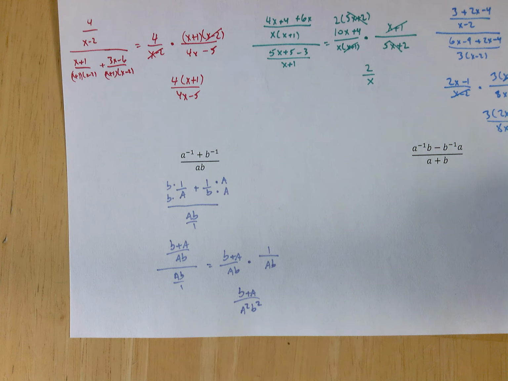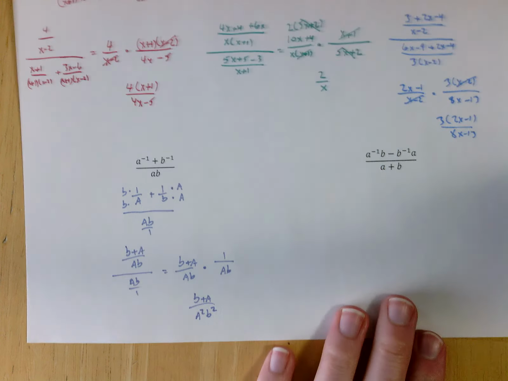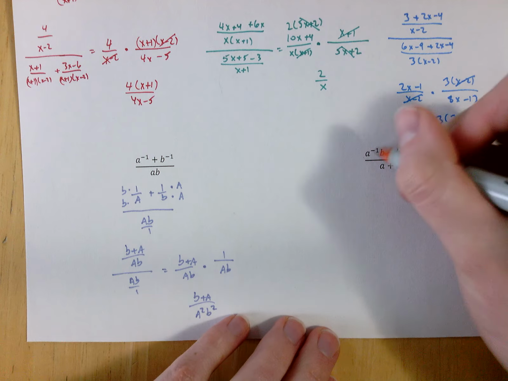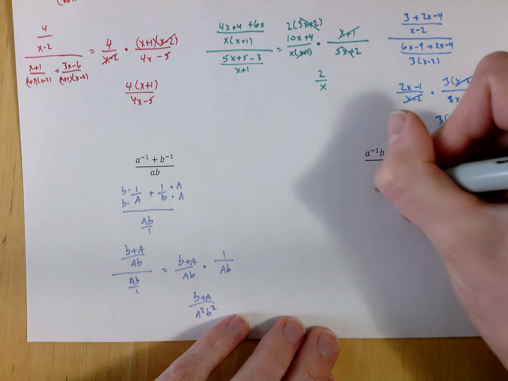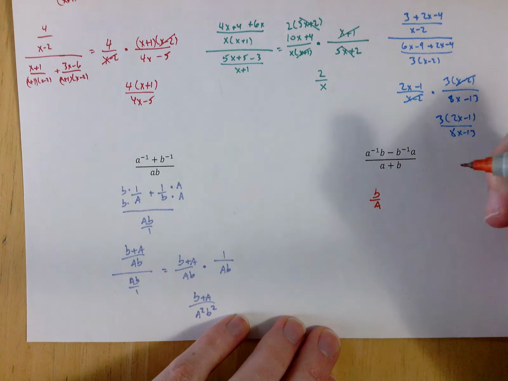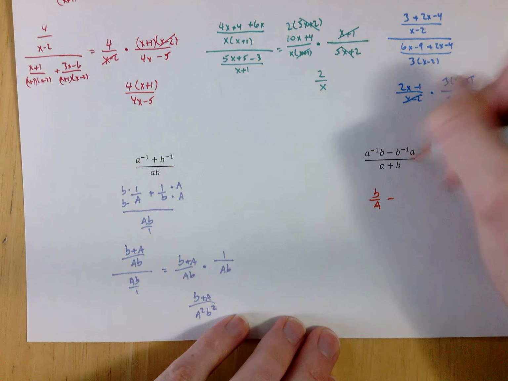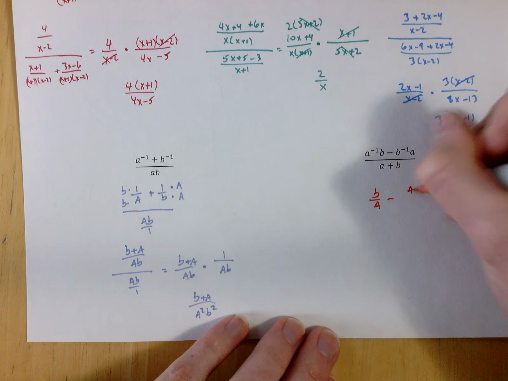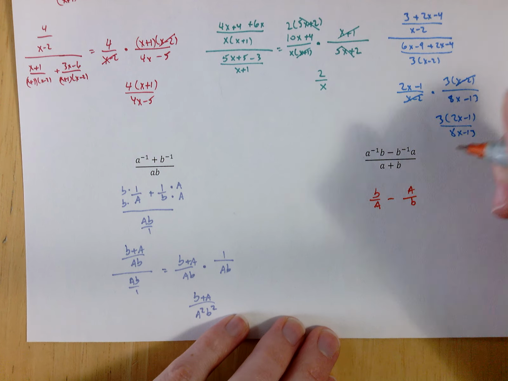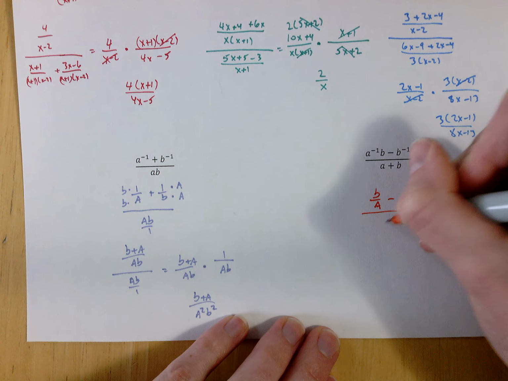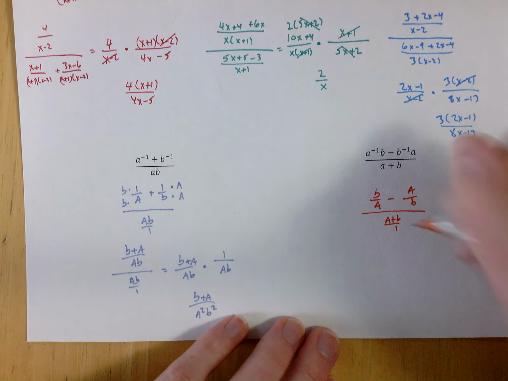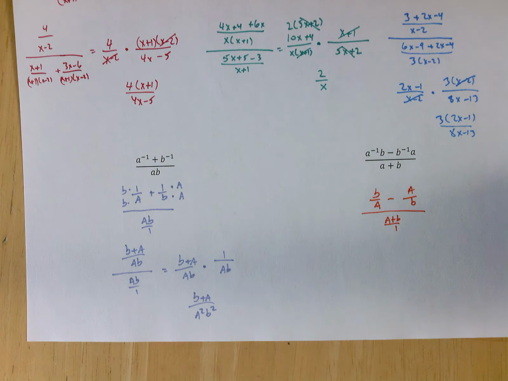All right, next one. This one I like. This one I find very satisfying. Okay, so what we're going to do with this guy is the a gets flipped, but the b doesn't, right? So that's going to become b over a. And then minus, on this one the b gets flipped, but the a doesn't. So a over b. Right, and then it's all divided by a plus b, which I'm going to, again, stick a 1 under, just so that it helps my brain see the structure of this a little bit better.